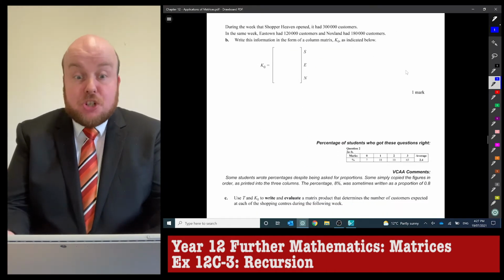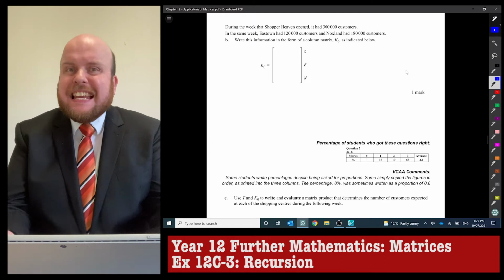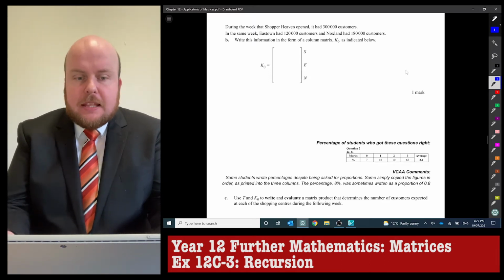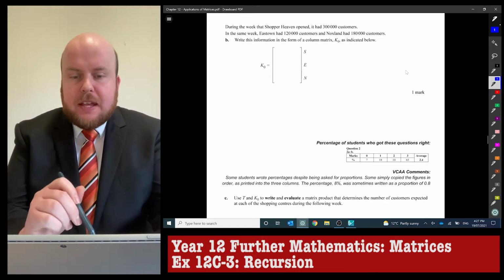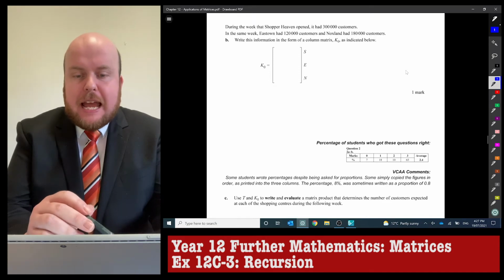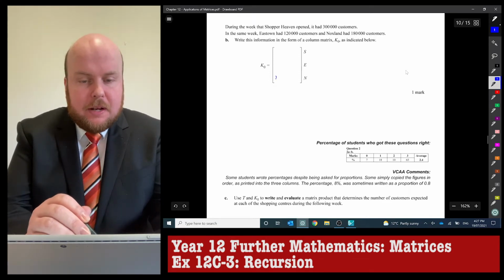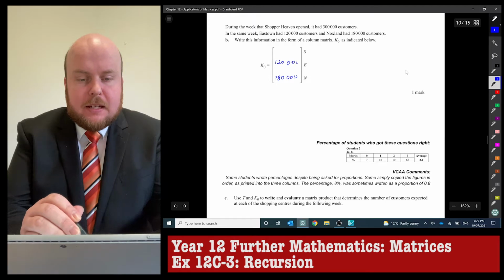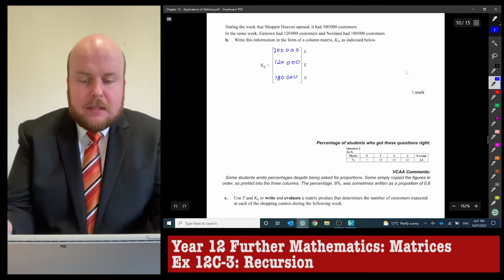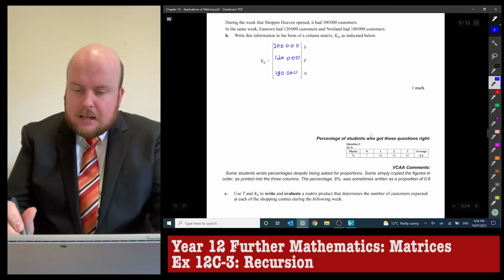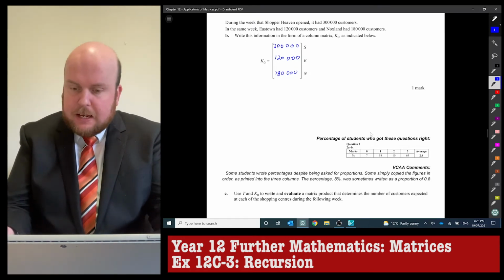During the week that Shopper Heaven opened, it had 300,000 customers. In the same week, Easttown had 120,000 customers and Knoxland had 880,000 customers. We need to fill this in below. So here we go. We're going to put that 180,000 there, and 120,000 here. This is that lovely column matrix that we need to do. And in that exam, only 65% of the state got 3 marks for that.